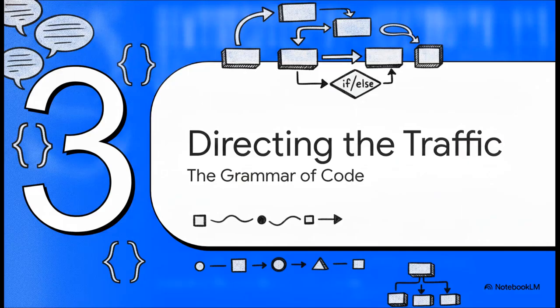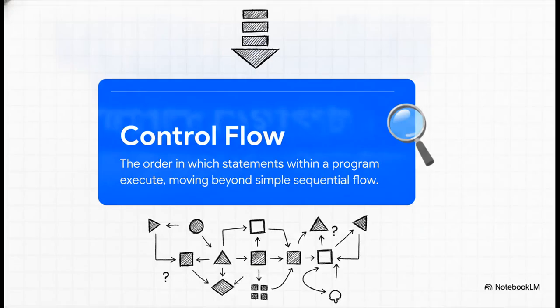Which brings us to Section 3, directing the traffic, the grammar of code. All right, we've picked our language to talk to the machine. Now we need actual grammar to build logical steps. And this brings us to a massively important concept called control flow. This is simply the order in which statements within a program execute.